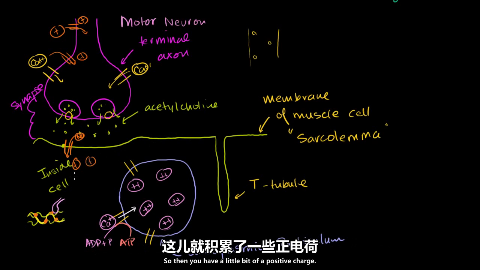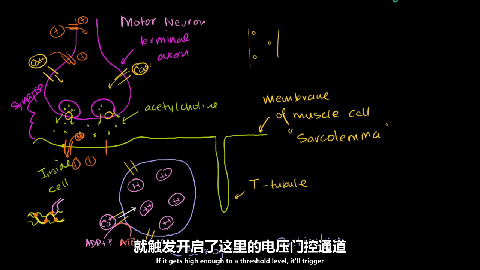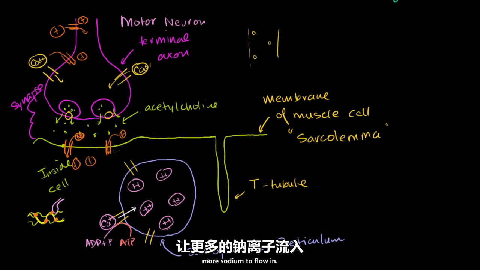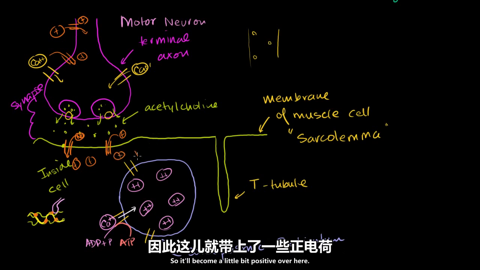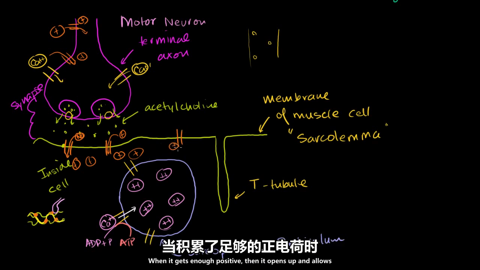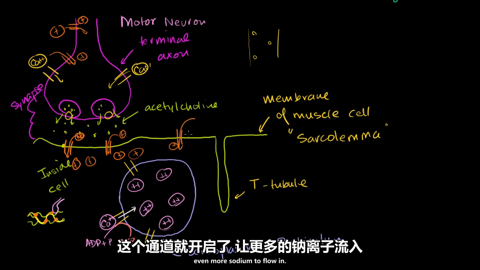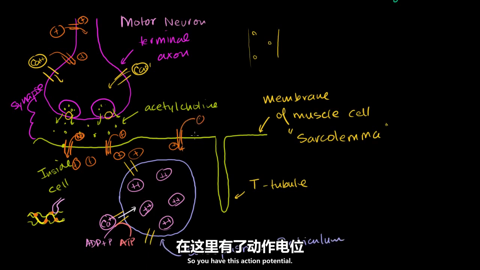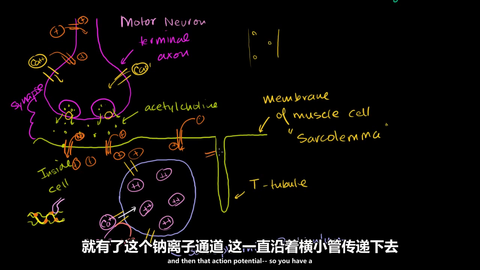So then you have a little bit of a positive charge. If it gets high enough to a threshold level, it'll trigger this voltage gated channel right here, which will allow more sodium to flow in. So it'll become a little bit positive over here. And of course, it also has potassium to reverse it. It's just like what's going on in a neuron. So eventually, this action potential, you have a sodium channel over here. It gets a little bit positive. When it gets enough positive, then it opens up and allows even more sodium to flow in. So you have this action potential, and then that action potential goes down this T tubule.